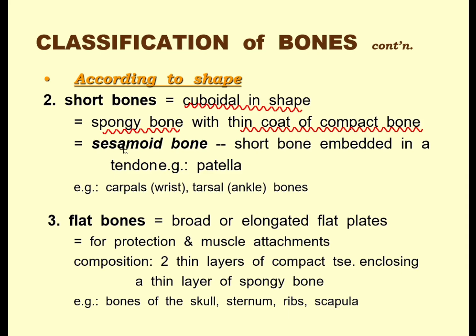Here is the sesamoid bone. A sesamoid bone is a short bone embedded in a tendon, for example the patella. Some short bone examples are the carpals, the wrist bones, and the tarsals, the ankle bones.